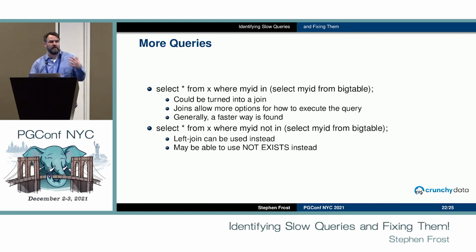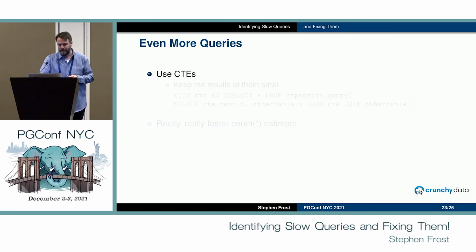Also, don't use not in. This also ends up being a little bit slow, and in many cases we can't prove that we could turn that into an anti-join. What we really should be using here is either a left join or a not exists, because those are going to allow us to do an anti-join in Postgres, which will be able to do a hash-based join, and that can be a lot faster.